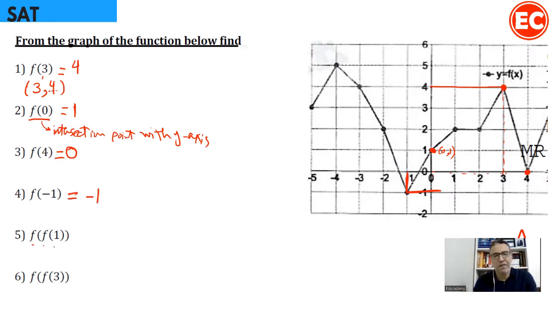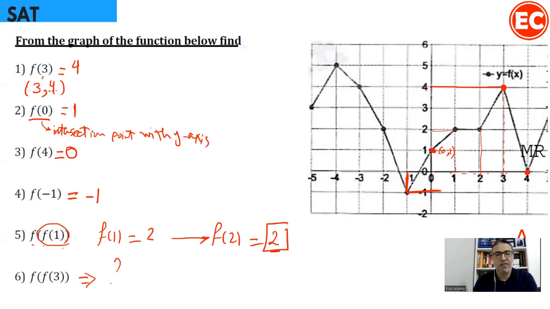But what about f of f of 1? First, I need to figure out the value of f of 1. F of 1 is equal to 2. So then I go and find f of 2. F of 2 is also equal to 2. So f of f of 1 is equal to 2. But what about f of f of 3? First, I figure out the value of f of 3. F of 3 is equal to 4. So I go and figure out f of 4 here is equal to 0. So all of these answers, I figured out from the graph of the function.